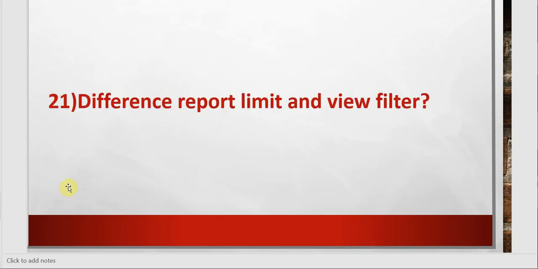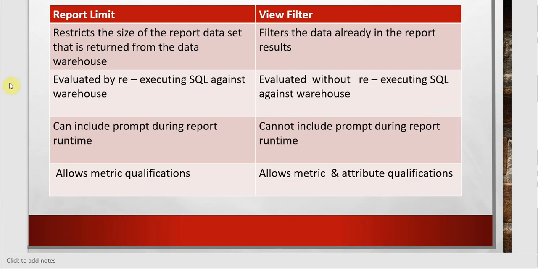What is the difference between report limit and view filter? Report limit restricts the size of report data set that is returned from the data warehouse, while view filter filters the data that is already present in the report results. Report limit is evaluated by re-executing the SQL against the warehouse, whereas view filter is not. Report limit can include prompts during report runtime, but a view filter cannot. Report limit allows only the metric qualifications, while view filter can allow both metric and attribute qualification.